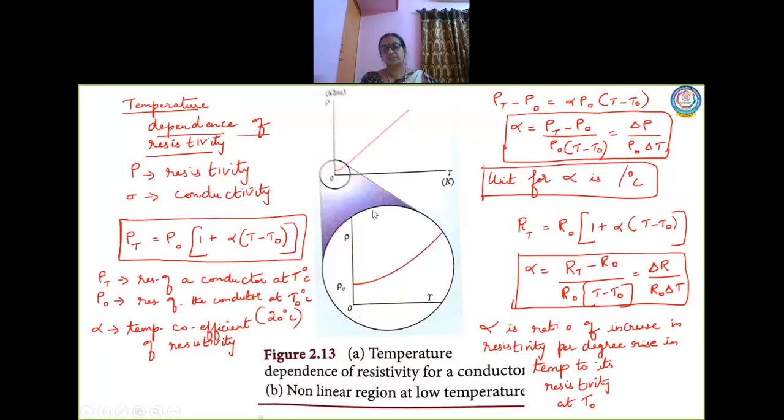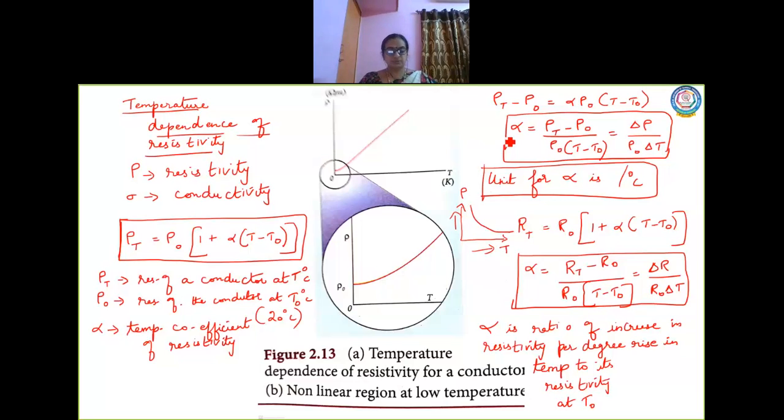Okay, so this is with respect to conductors. Now with respect to a semiconductor, I will just draw a small graph here. Again, temperature is along the x-axis and resistivity along the y-axis. When you increase the temperature, the resistivity of a semiconductor will be decreasing. This is how the graph goes for a semiconductor. Is it clear? So for a semiconductor, the temperature coefficient of resistance is negative.